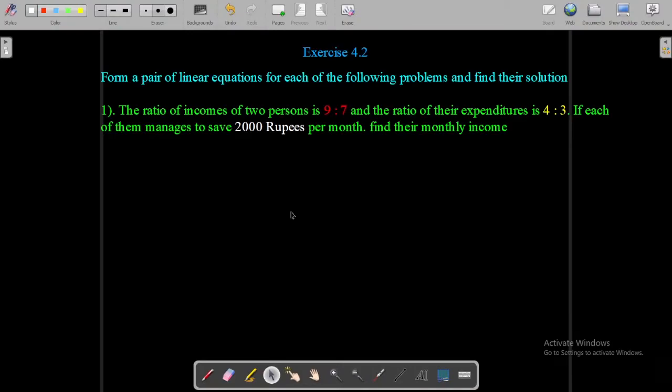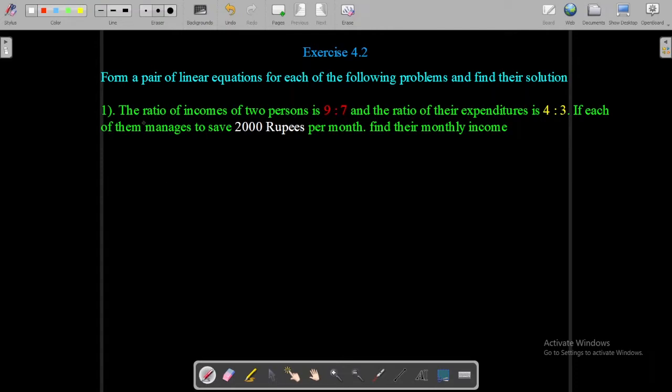Exercise 4.2, pair of linear equations in two variables. Basically, we are going to discuss word problems. Most of the students will have problems in understanding these word problems. But once you understand the reasoning behind the problems, it will be easy for you. So let us start the problem here.